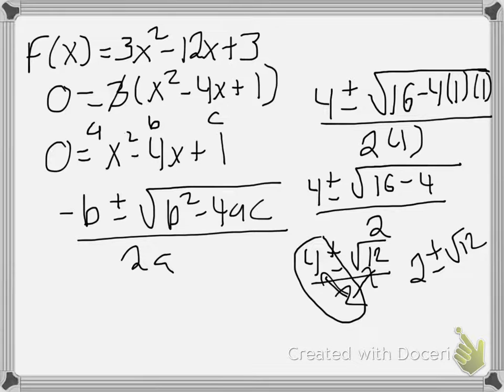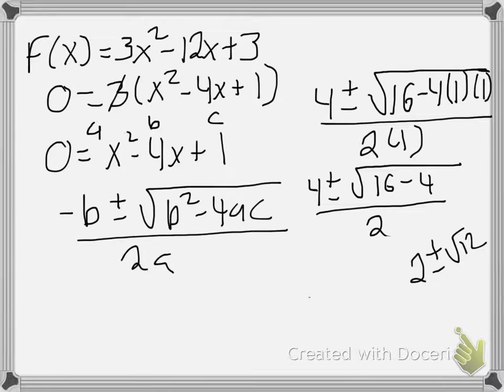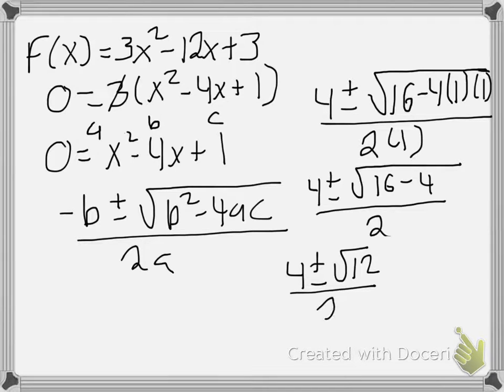Okay? So I'm going to erase that because that's a huge mistake that several of you keep making. And if you don't think you're making it, look at your answers, and you'll be like, oh, wait a minute, I am making that mistake. So I've got 4 plus or minus the square root of 12 over 2. So I still need to simplify the square root of 12. That's pretty straightforward. So it's 4 plus or minus 2 root 3 over 2.